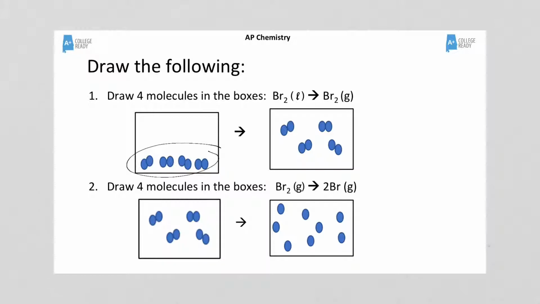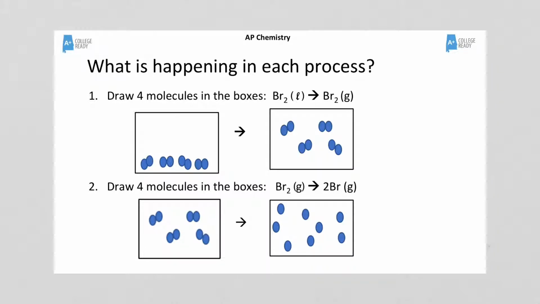And then number 2, draw 4 molecules in the boxes. So again, we've still got this. This time we're starting off with the gas, and then notice it went to 2Br. So that meant that now we have separate atoms. And so if we had 4 diatomic molecules, that's 8 atoms total. We should have 8 separate atoms in the right box.